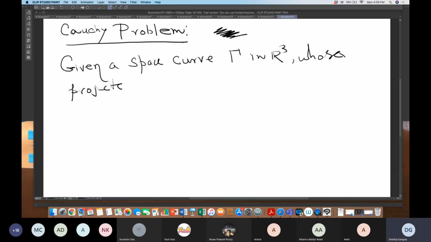Whose projection on the plane is gamma, small gamma. You understand this meaning? Given a space curve gamma in R3, whose projection on the plane is gamma. Who will tell me what is that meaning?